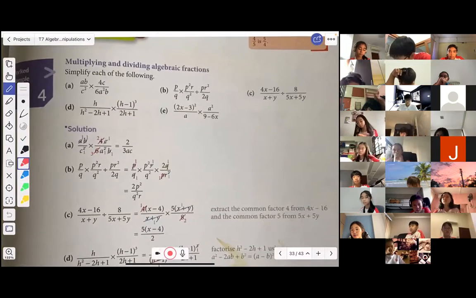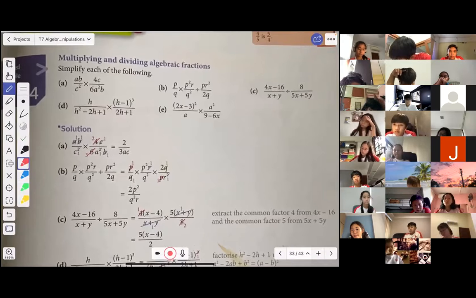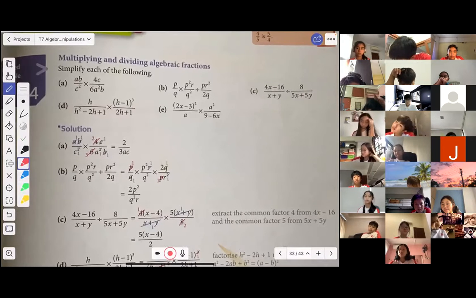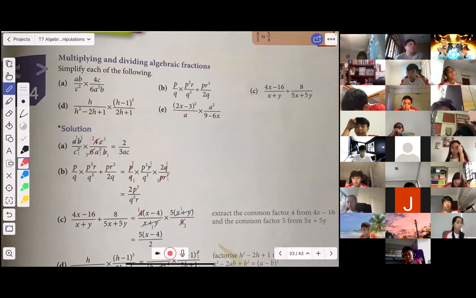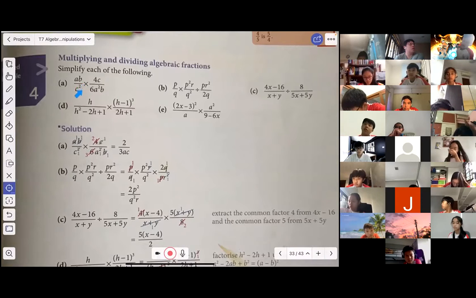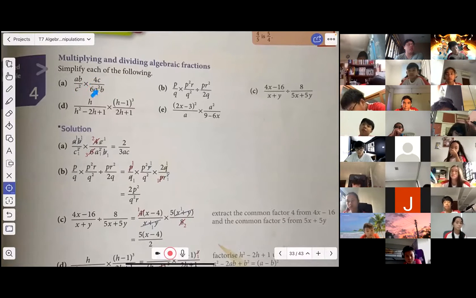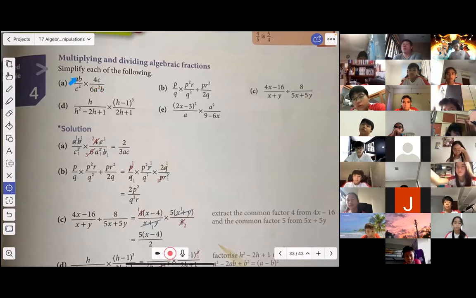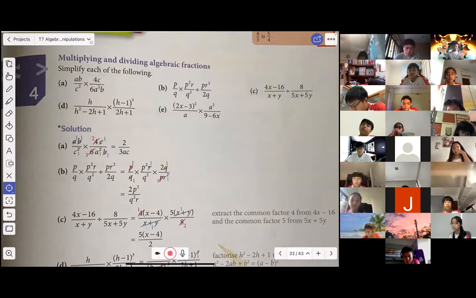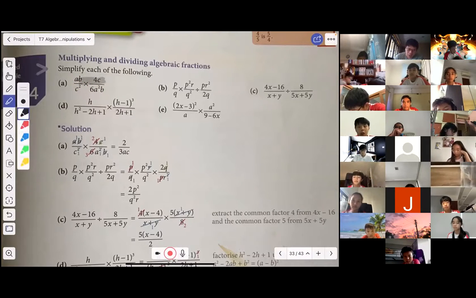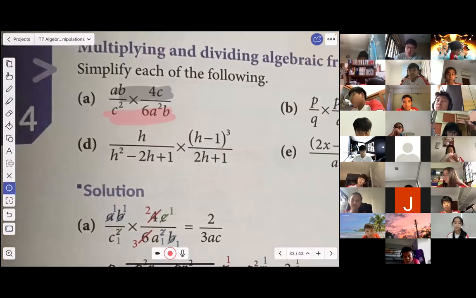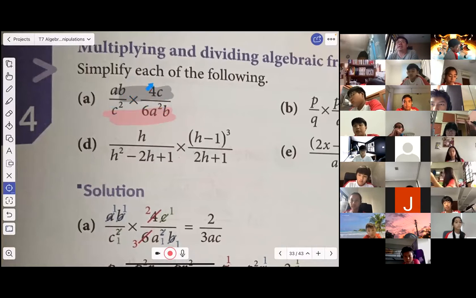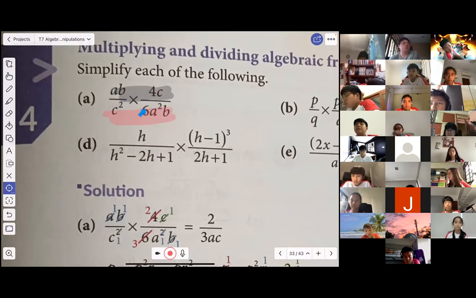So let me show you an example, especially for those who are stuck at 6.4, you might want to listen. AB over C square times 4C over 6A square B. When we are multiplying like that, the top is like one whole team and the denominator is like one whole team. This means I can see this as a gigantic numerator and a gigantic denominator. It allows me to cancel the top and bottom.